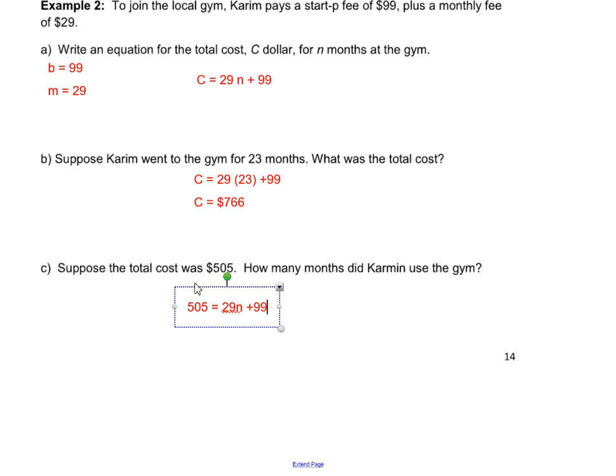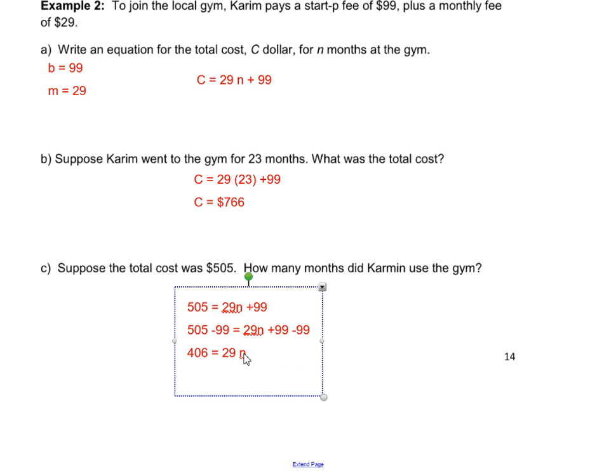So I'm now going to go 505 minus 99 equals my 29N plus 99 minus 99. I have to subtract 99 from both sides. What I do to one, I have to do the other. So if I go 505 minus 99, I get 406 is equal to 29 times N.